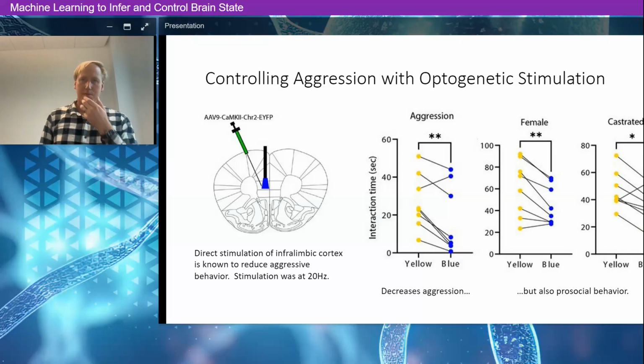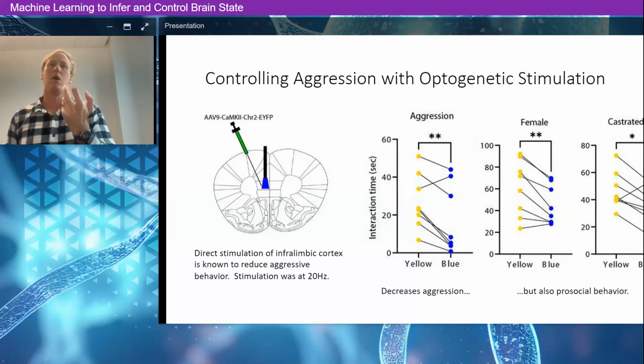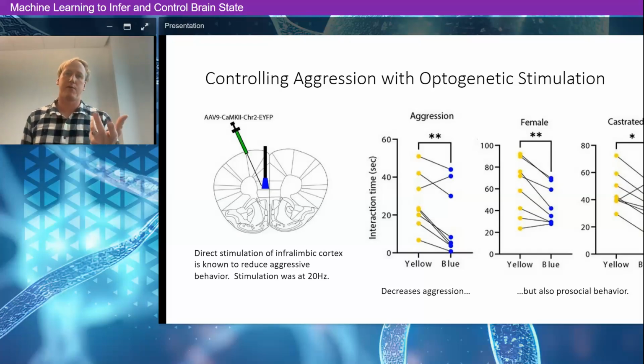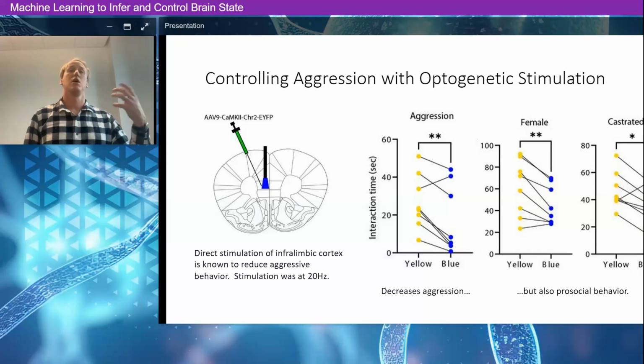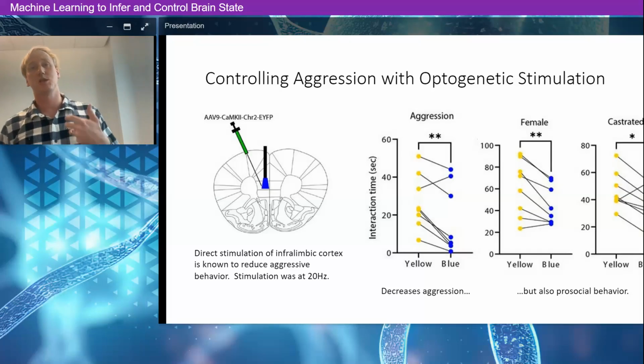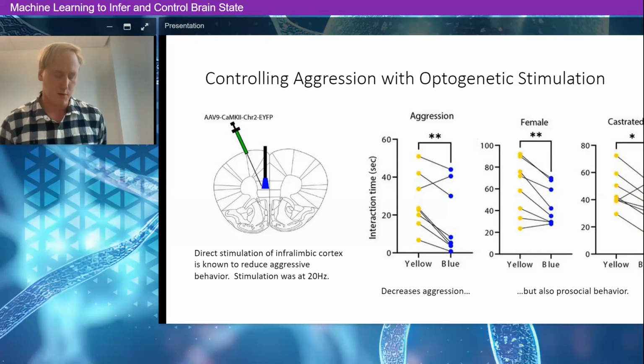But one of the problems is that it also decreases prosocial behavior, right? So if we look at how much time is spent in prosocial behavior with a female mouse or a castrated mouse, it's also greatly decreasing those. So really what's happening with the stimulation is it appears that it's not just decreasing aggressive behavior, but it's decreasing all social behaviors, right? It may not be aggressive anymore, but it's also not engaging in prosocial behaviors.